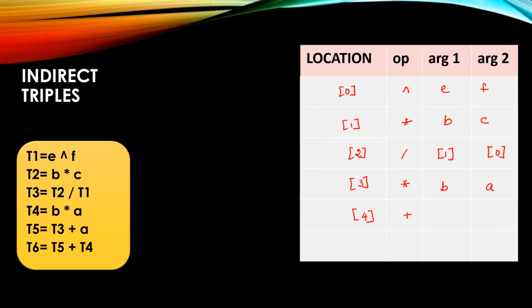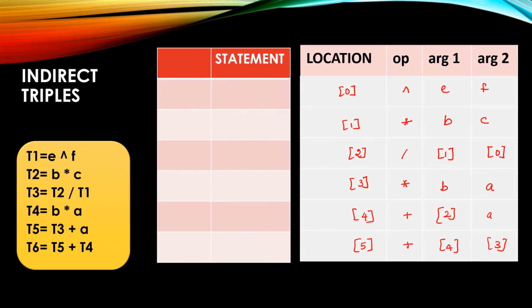And the next statement is stored in the location 4. The operator is plus, the first operand is 2 and the second operand is A. Then the next statement is stored in the location 5. The operator is plus, the first argument is 4 and the second argument is 3. So, this table is same as our triple table. Added to it, we have another table which indicates the order of execution. So, this is an array for maintaining the order of execution.